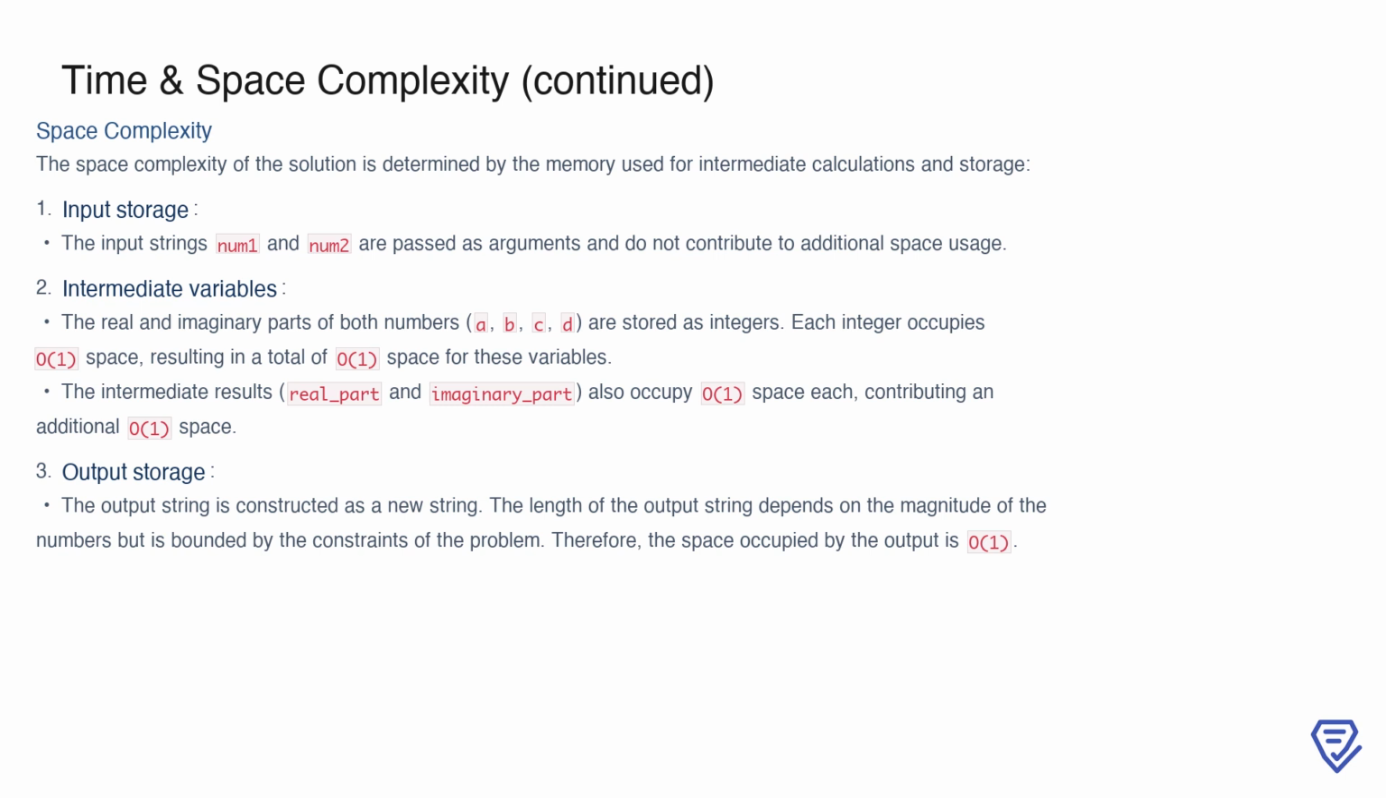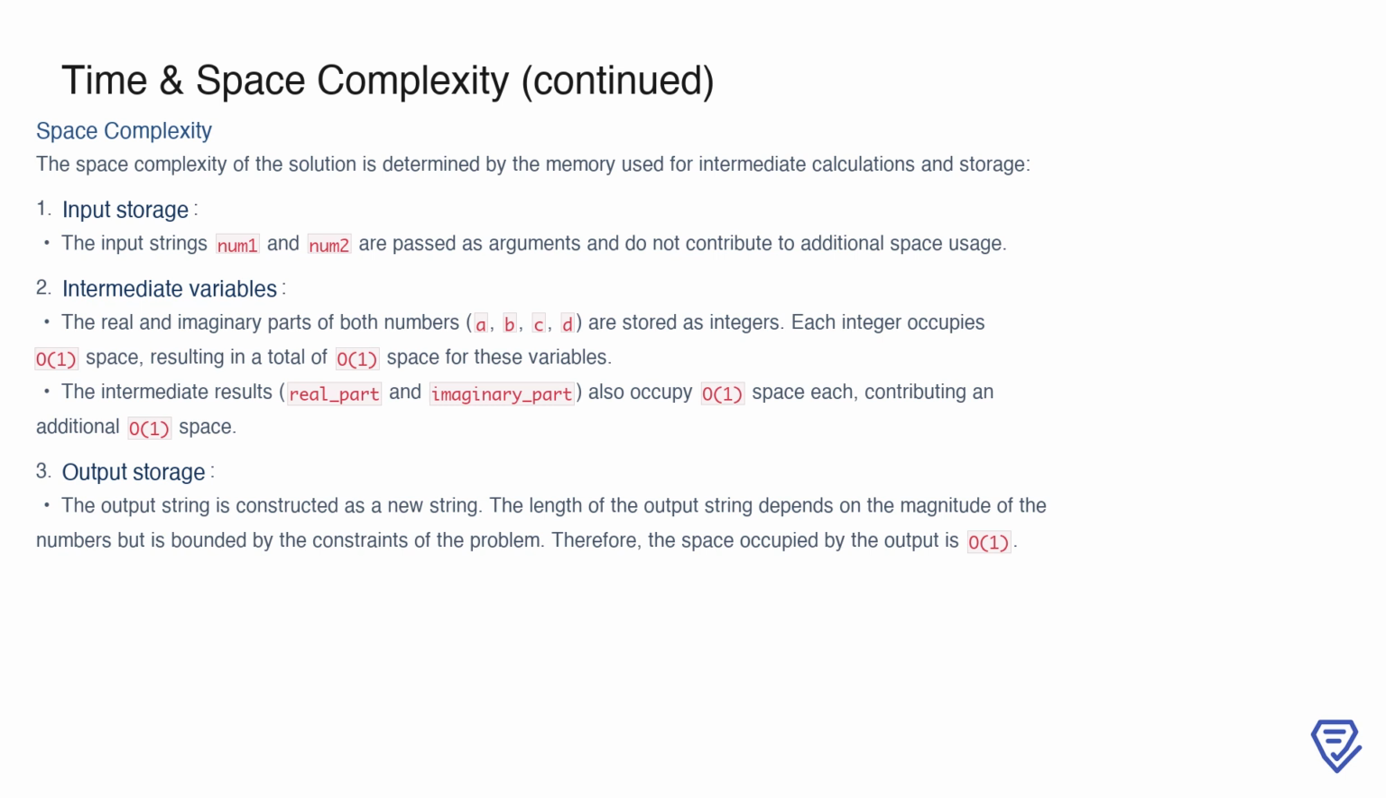The input strings, number 1 and number 2, are passed as arguments, meaning no additional memory is required for them. Next, we look at the intermediate variables. The real and imaginary parts of the numbers a, b, c, and d are stored as integers. Each integer takes a constant amount of space, O(1), resulting in a total of O(1) space for these variables. Similarly, the intermediate results of the multiplication, real_part and imaginary_part, also occupy constant space, contributing another O(1).